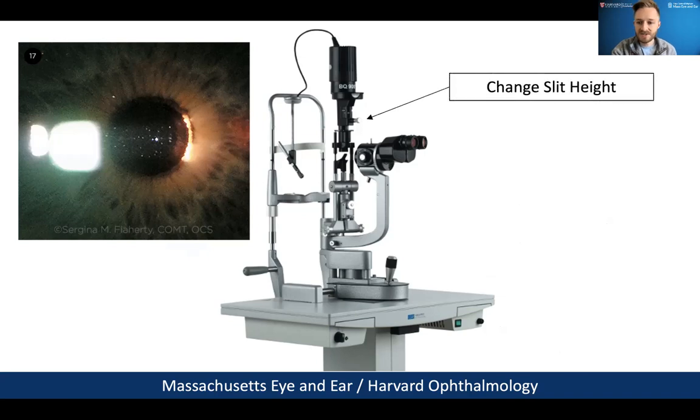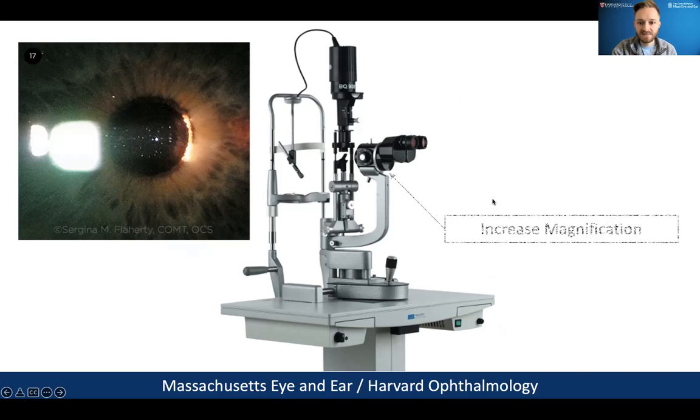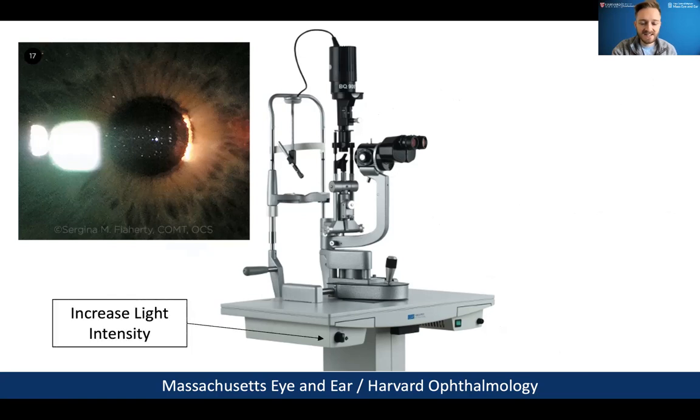So first, what we do is we change the slit lamp height, which is here. By turning the knob, we increase the magnification on the slit lamp itself to zoom in on the eye. And then we increase the light intensity to the highest setting because it's going to need a lot of light to reflect off of these little tiny white specks and little tiny red blood cells if they were there.